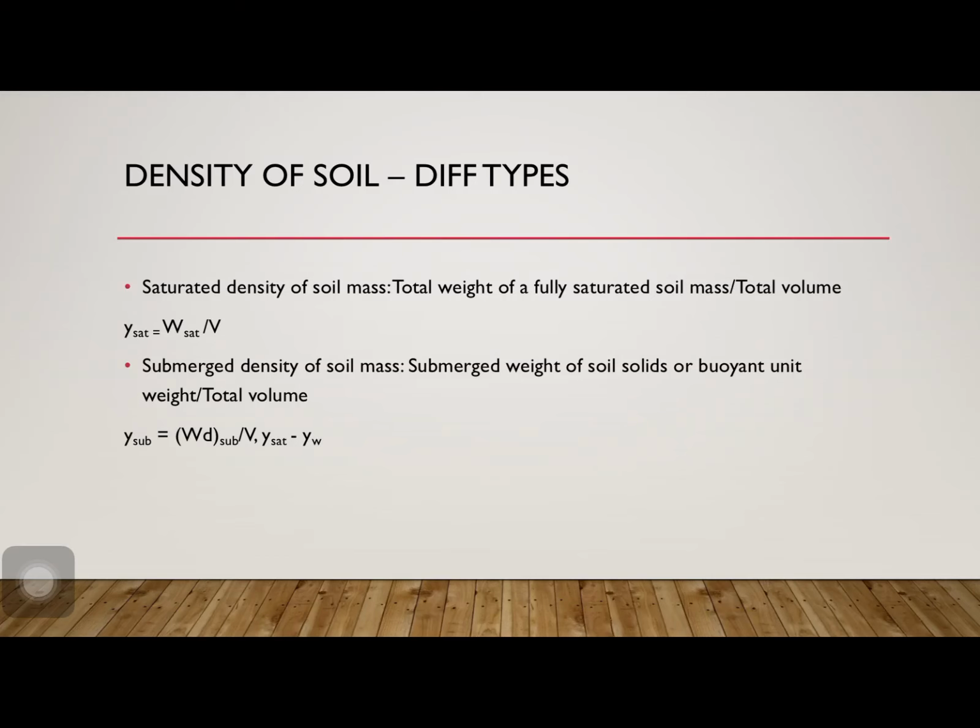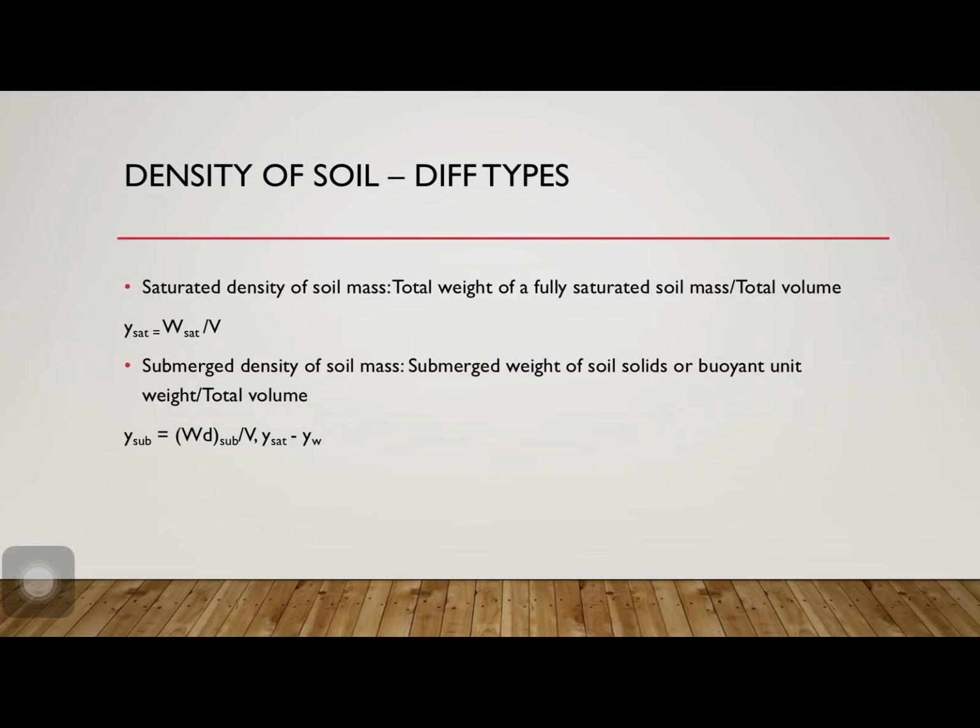And the last type of density is submerged density of soil mass. So from the name itself, we can remember easily. It's the submerged weight of the soil solids or the buoyant unit weight to the total volume. So Y submerged or gamma submerged is equal to W submerged divided by V. And mathematically we can represent Y submerged is equal to Y saturated minus YW.